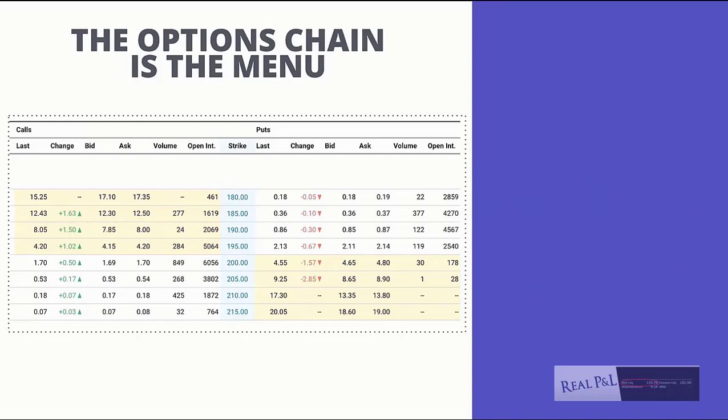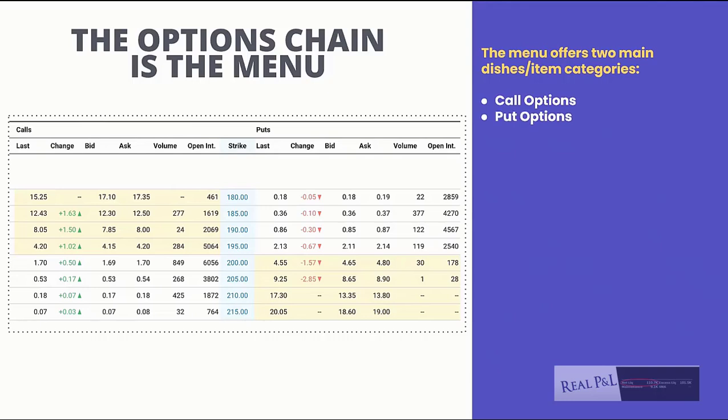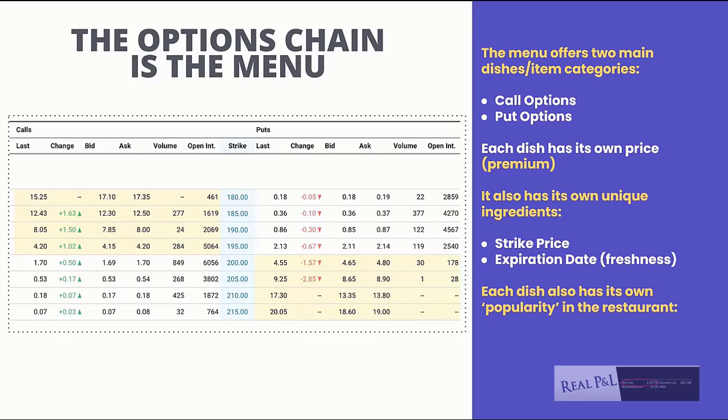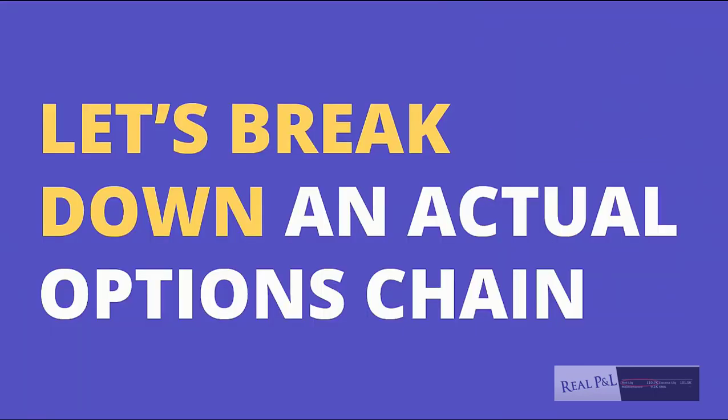The options chain menu. The menu offers two main dishes, or item categories: the call options, which you can see on the left, and the put options, which you can see there on the right. Each dish has its own price or premium. It also has its own unique ingredients: the strike price and the expiration date, which is kind of like the freshness. Each dish also has its own popularity in the restaurant: the volume and the open interest. So let's break down an actual options chain.